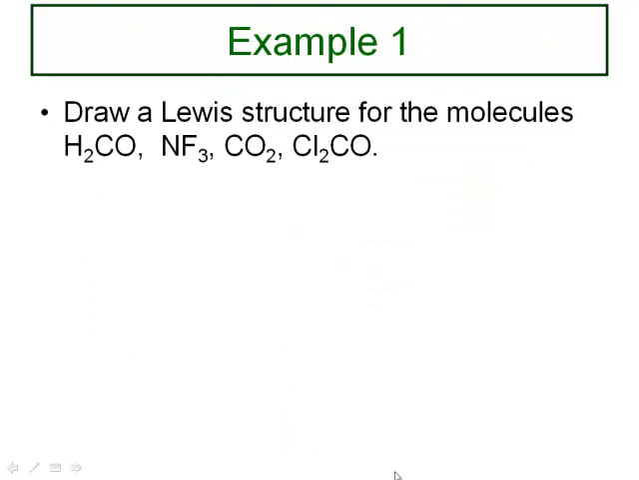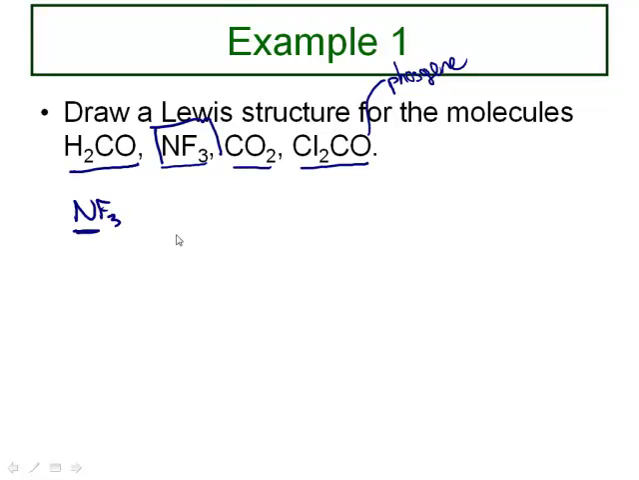Okay, let's take a look at some examples. We're going to draw Lewis structures for these molecules right here: H2CO, which is called formaldehyde, nitrogen trifluoride, carbon dioxide, and this guy right here, which is called phosgene, which incidentally is a chemical weapon. Let's take a look first at nitrogen trifluoride because it is the easiest example, okay? I write down here the formula, NF3. If I look here, the central atom is going to be my nitrogen, okay?